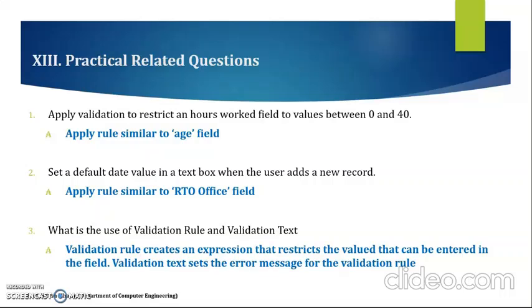Now, a practical related question: apply validation to restrict an hours work field to values between 0 and 40. For this, the same thing that we have used for the age field can be applied. That's why I have written here, apply the rule similar to the age field. Again, set a default value in a text box where the user adds a new record. This is the same as what we did for the RTO office, where the default value was Bhinder.